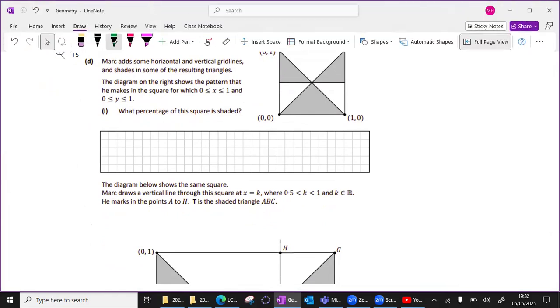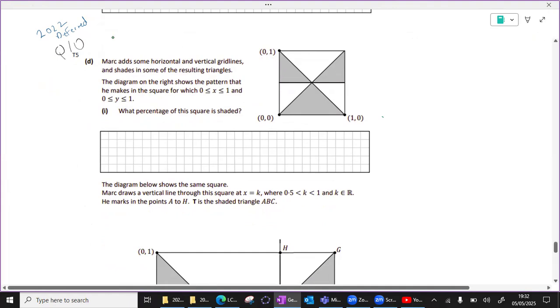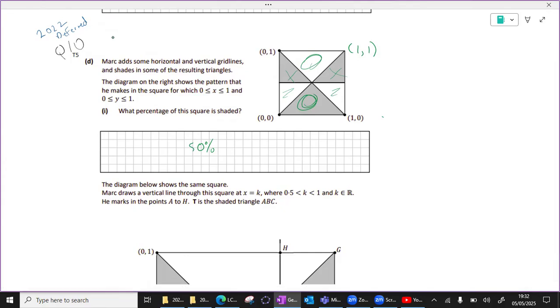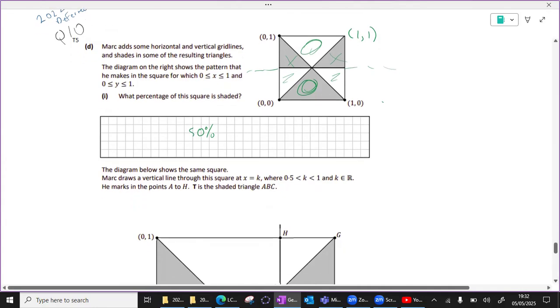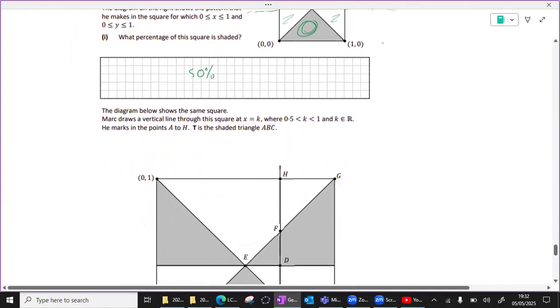So really, when you're marking in the coordinates here, you can see why it's 0, 0, 1, 0. This would actually be 1, 1 because you're going over 1, up 1. What percentage of the square is shaded? Well, it's 50%, half of it, because you can see it's symmetrical. This one is symmetrical to this one, and that one is symmetrical to that one. So if they're all equal, and you imagine axial symmetry across here, it would definitely be 50% shaded.